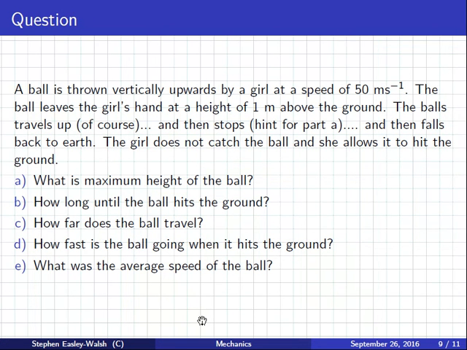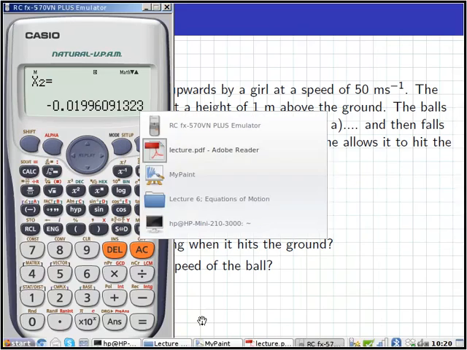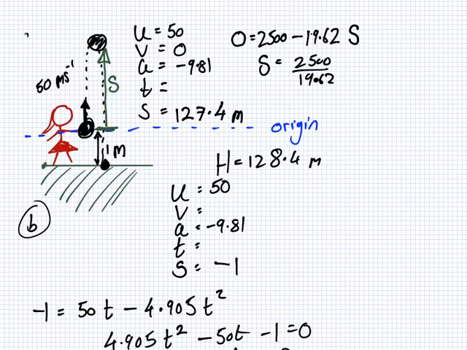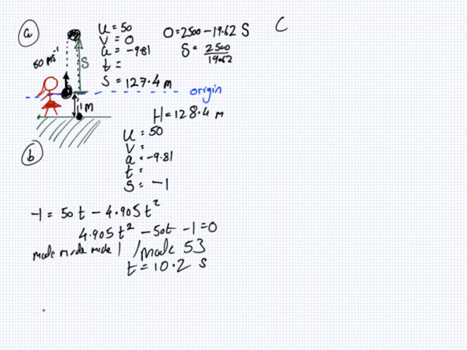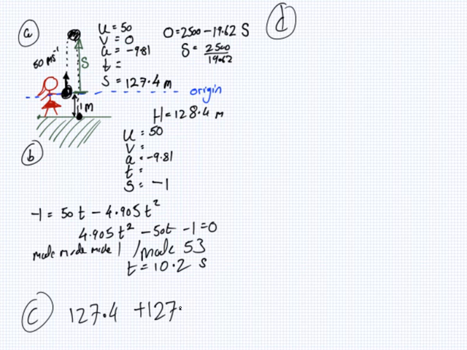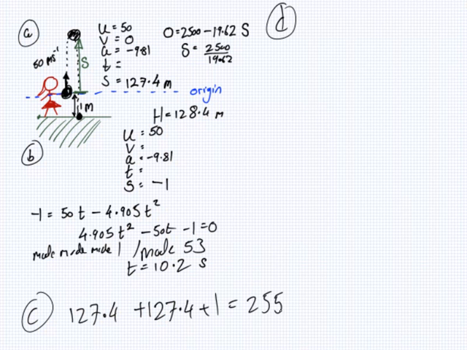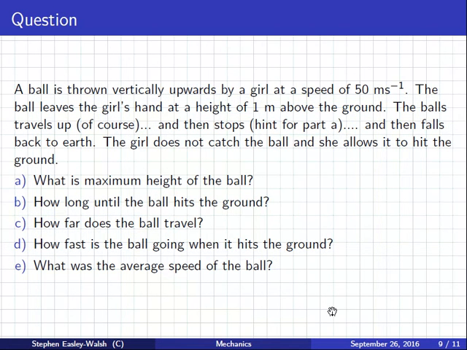How far does the ball travel? Okay, so what's the answer here for part B, and this one here was part A. Okay, part C, how far does the ball travel? That is 127.4 plus 127.4 plus 1. So that's 255.8. Sorry.